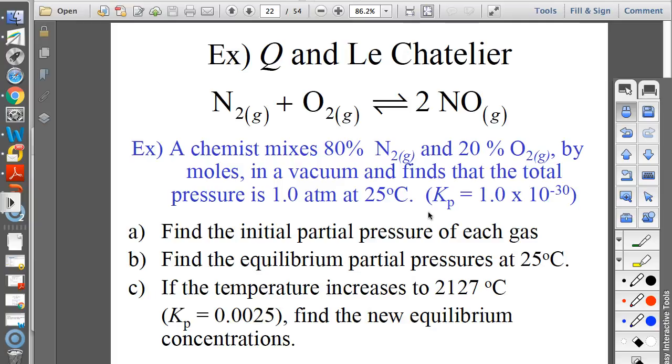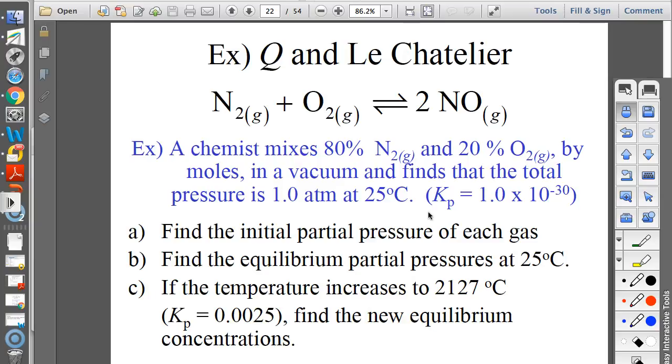At any point, does it say up here that he was at equilibrium? No. This is initial stuff, right? So he mixes it together, and that's where he starts. So find the initial partial pressure. And then on B, it says find the equilibrium partial pressure at 25 degrees Celsius. And I'm going to apply this back to what we just talked about today. So we're going there, but not yet. So find the equilibrium partial pressures at 25 degrees.